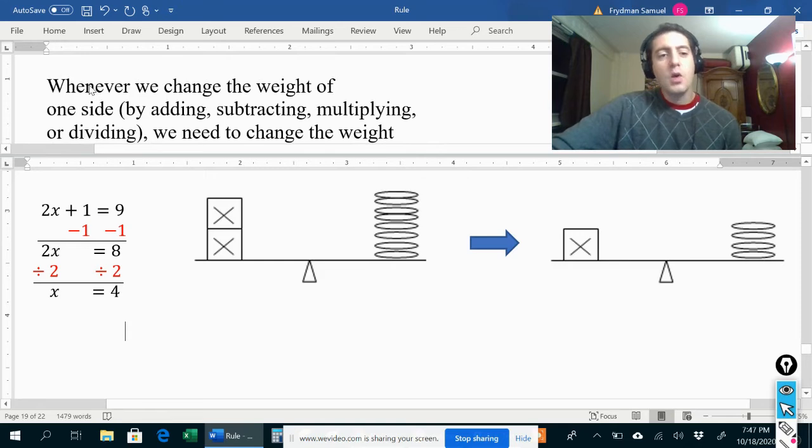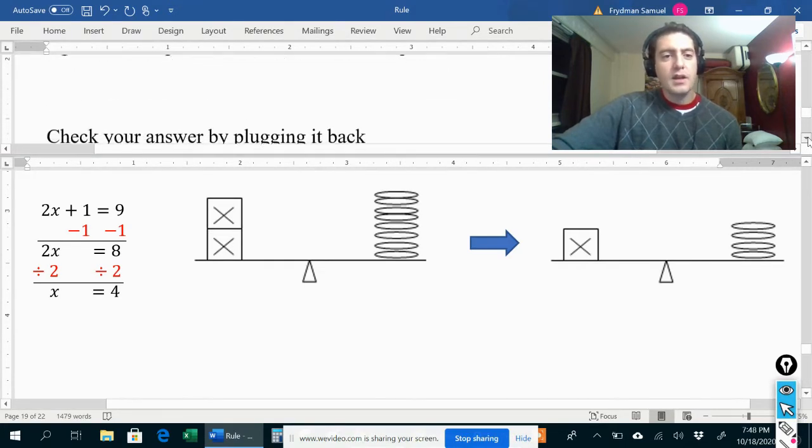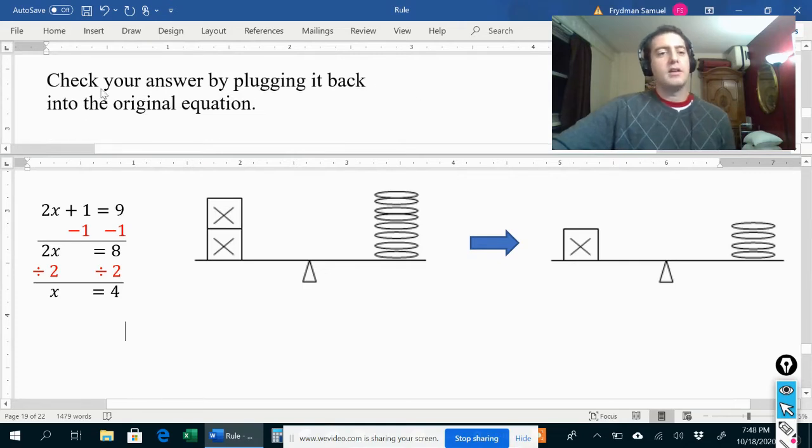All right, so again, whenever we change the weight of one side by adding, subtracting, multiplying, or dividing, we need to change the weight of the other side by the same amount. All right? Next thing, what's the next thing that I want to say? Here it is. We need to check our answer. So check your answer by plugging it back into the original equation.